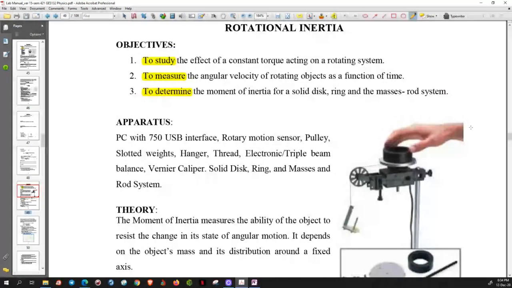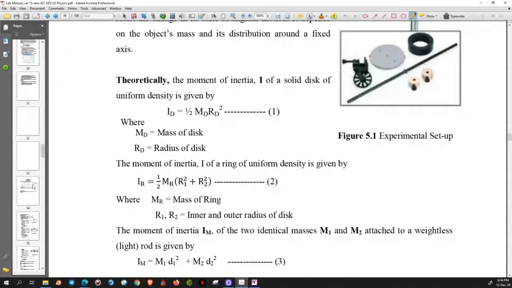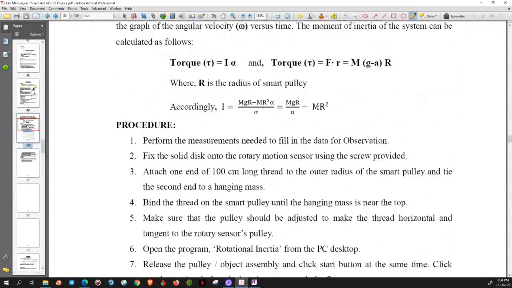Now, this one, you will use only 2 objects. The first object is a solid disk. The second object is a mass and rod system. The ring will not be in the experiment. Clear? It's not in the experiment. Now, I want to explain to you something here. You will do only one of them, okay? I want to explain how you can accomplish this experiment in the best way.